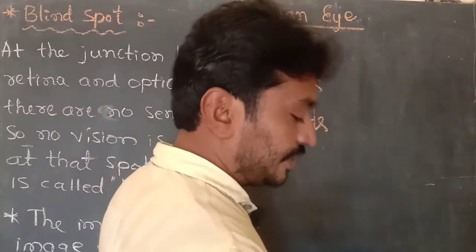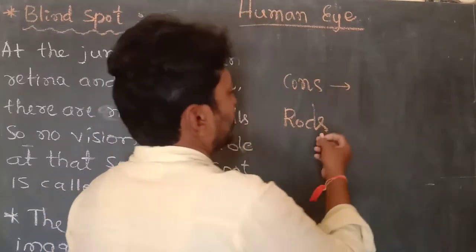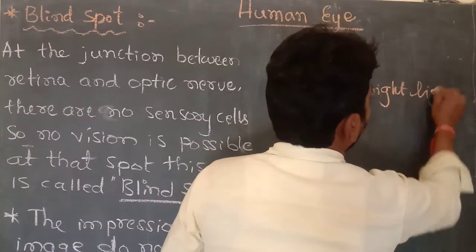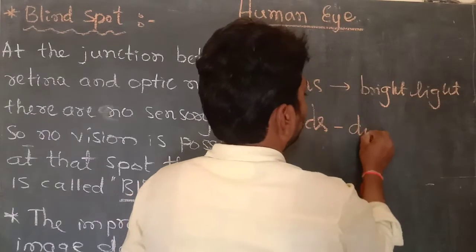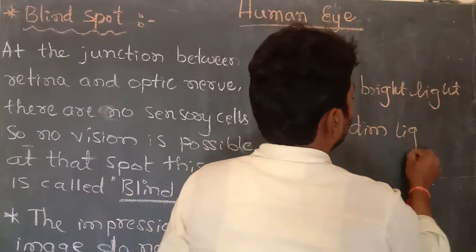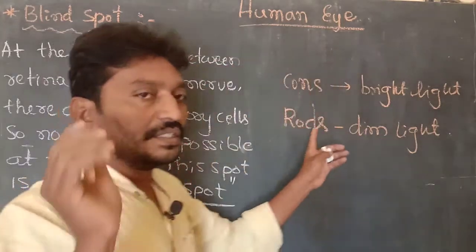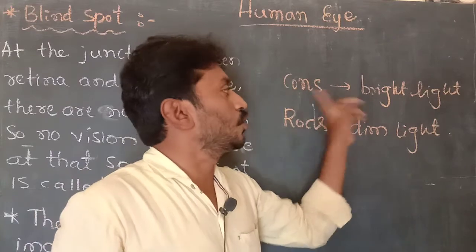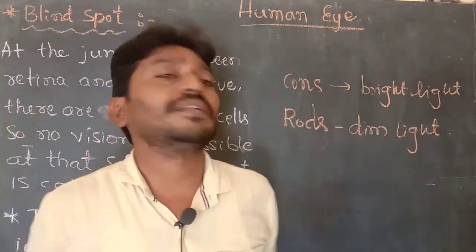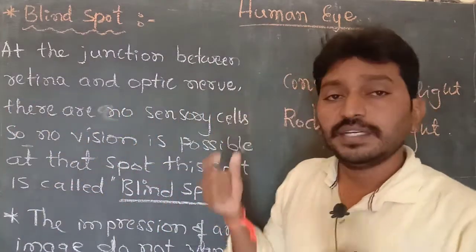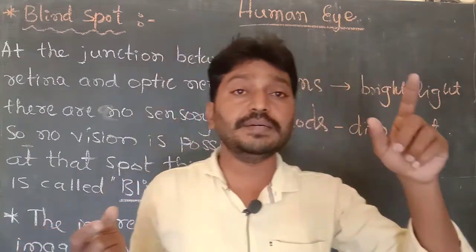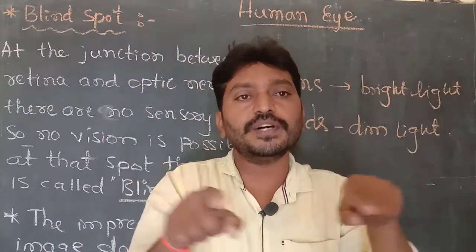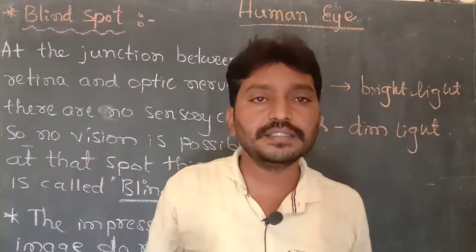Here, students, cones are sensitive to bright light, and rods are sensitive to dim light. So the number of rods is more than that of the cones in the retina, right? So actually the nerve cells send the message through the optic nerve to the brain. That is the main function of the retina in the eye.